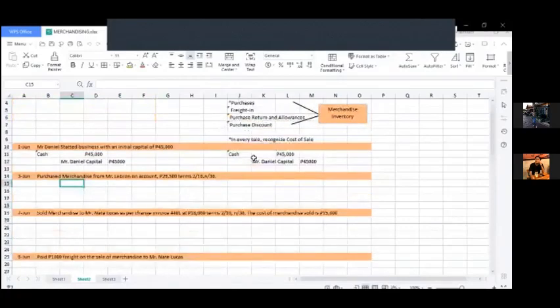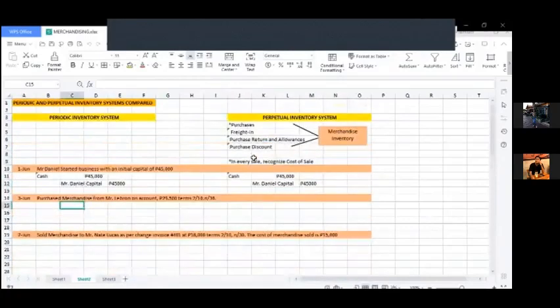Transaction number 1, June 1, Mr. Daniel started business with an initial capital of 45,000. So ano yung magiging entry natin dyan pag periodic inventory system yung gagamitin natin? Ang entry natin dyan is debit cash and credit Mr. Daniel capital, 45,000. And same lang yun kapag perpetual inventory system.